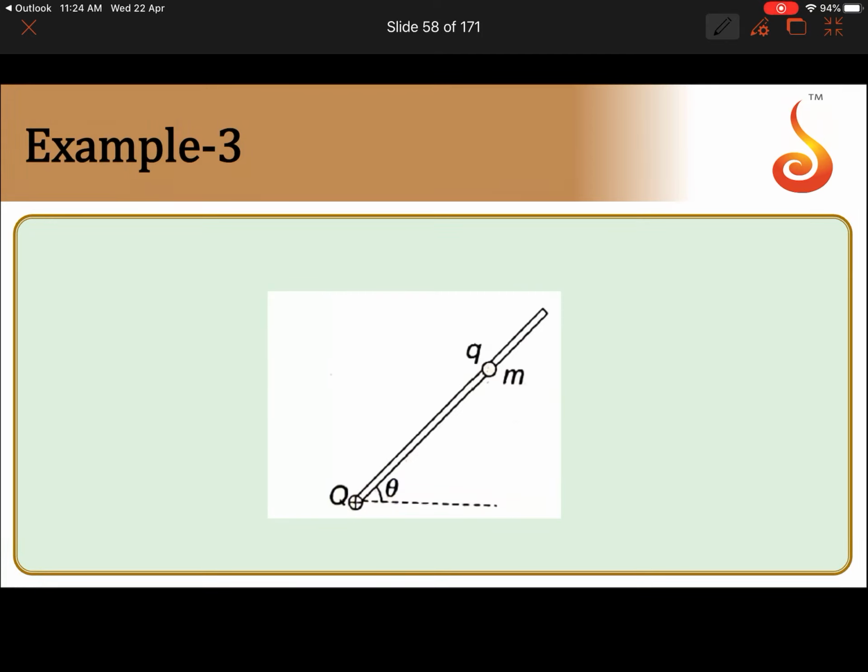So this is the situation. So electrical force will act like this, repulsion force. Mg will act like this. So mg cos theta, mg sin theta. So we can clearly see from the figure that for equilibrium electrical force must be equal to mg sin theta.